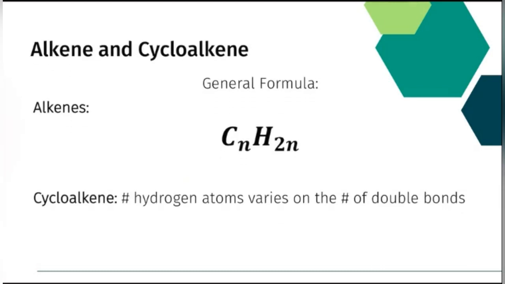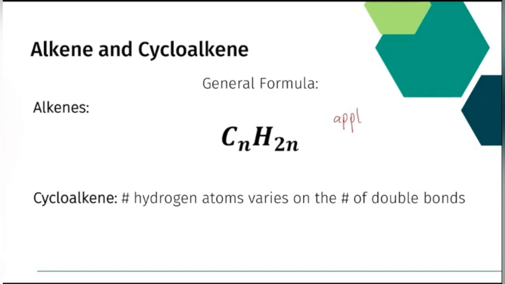So the general formula for alkenes is CnH2n. As you notice, the general formula of alkenes is similar to the general formula of cycloalkane. So you should take note of that. But this general formula is only applicable to alkenes containing one double bond in the structure.